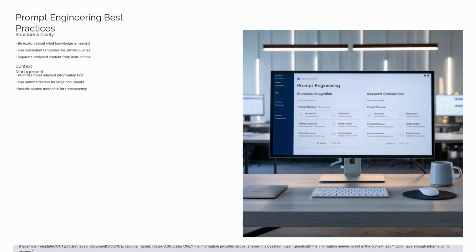In prompt engineering, ensure structure and clarity by being explicit about needed knowledge and using consistent templates. Manage context by prioritizing relevant information, summarizing large documents, and including source metadata for transparency. This approach enhances the effectiveness and reliability of AI responses.